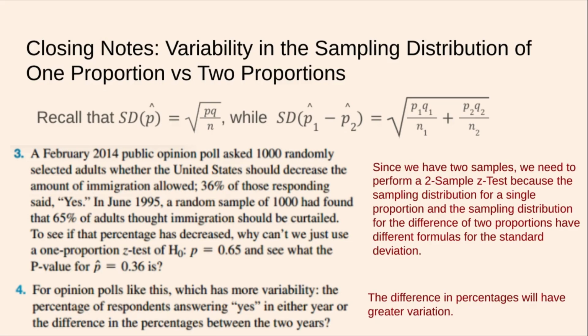We simply have more variables. And if you look at the formulas, we have one proportion under a radical versus a sum of two proportions under a radical. We're going to have greater variability as we have a greater number of variables, regardless of whether we're adding or subtracting.